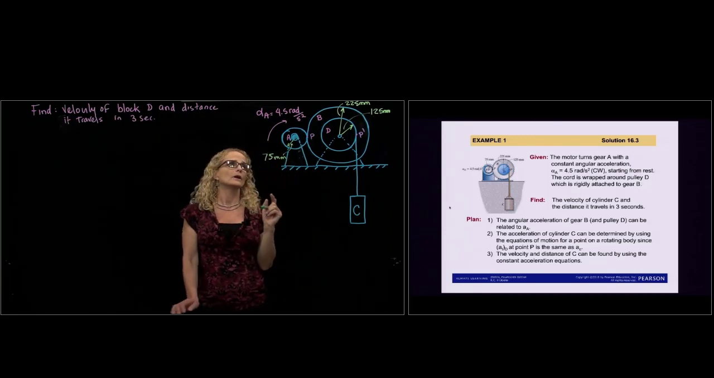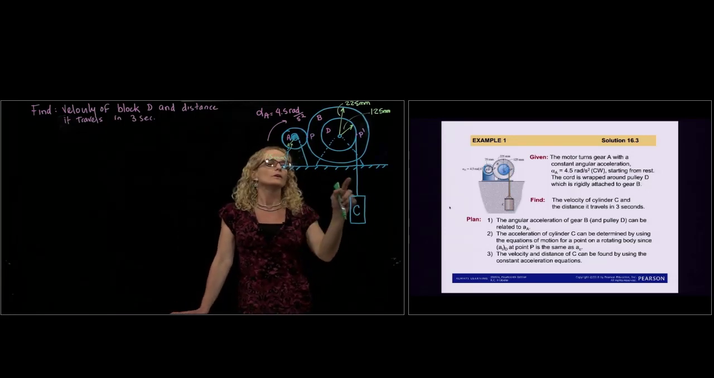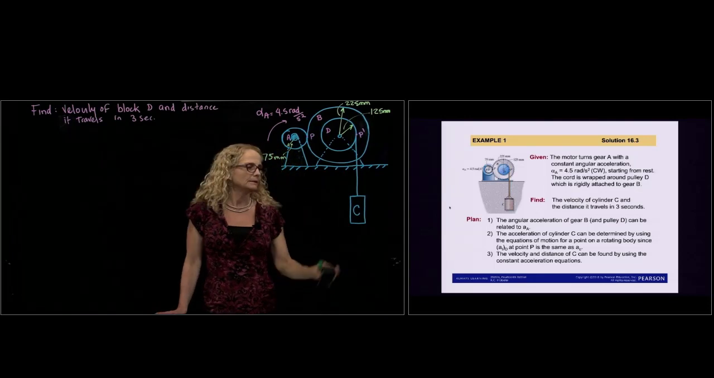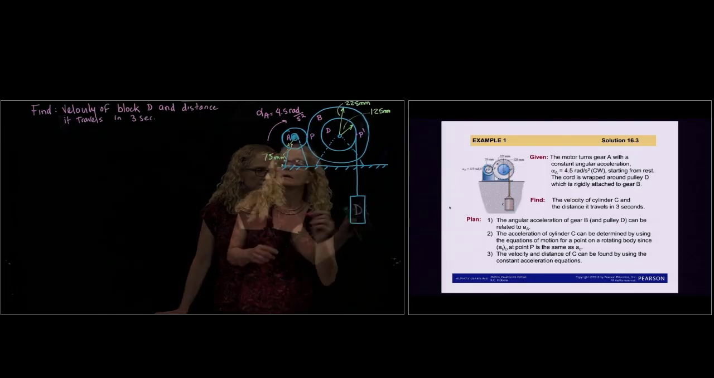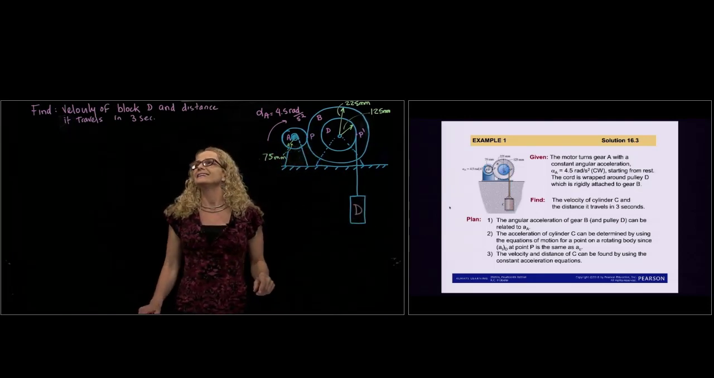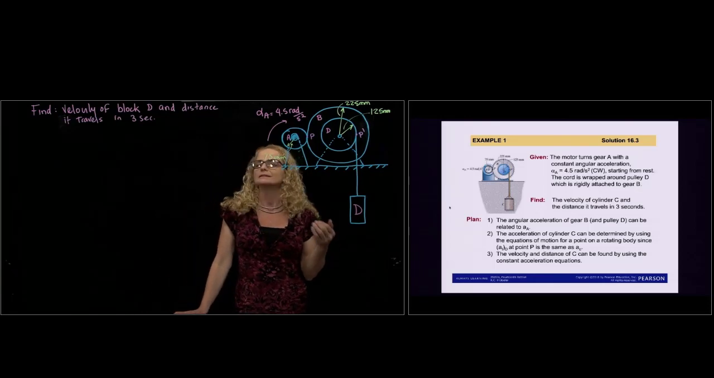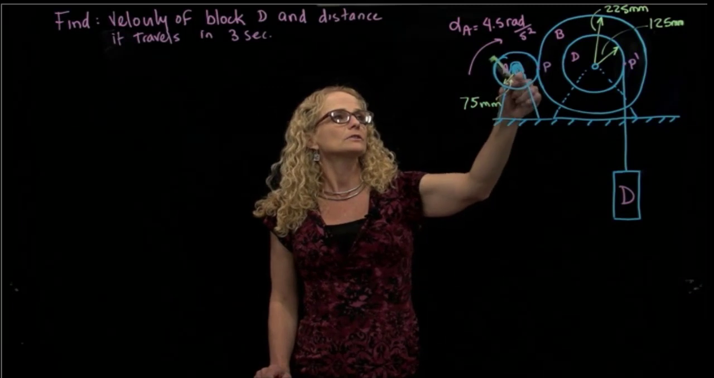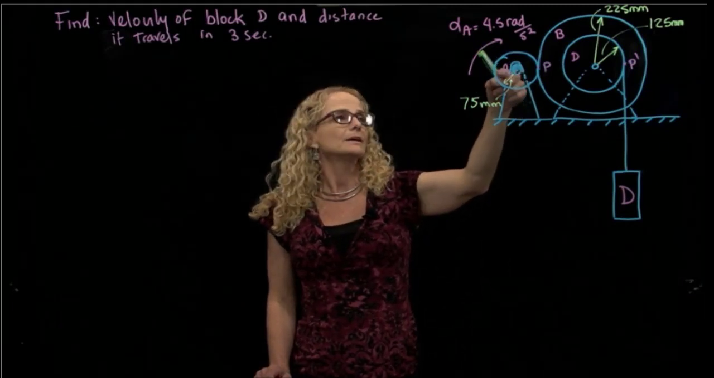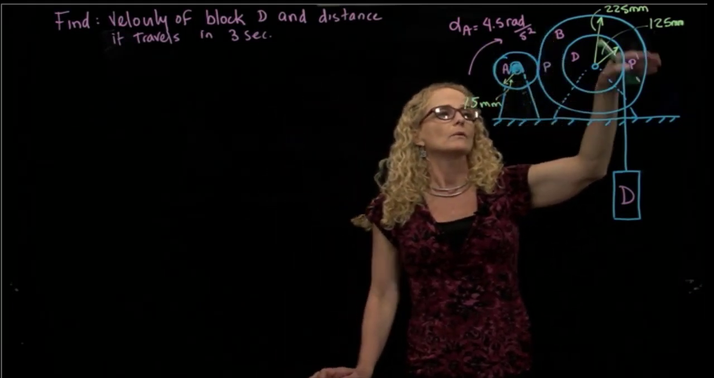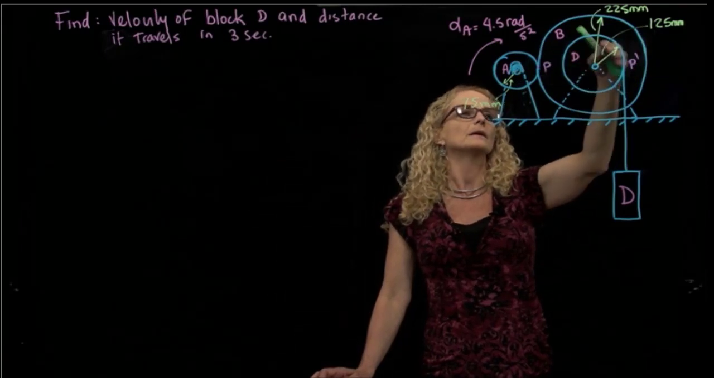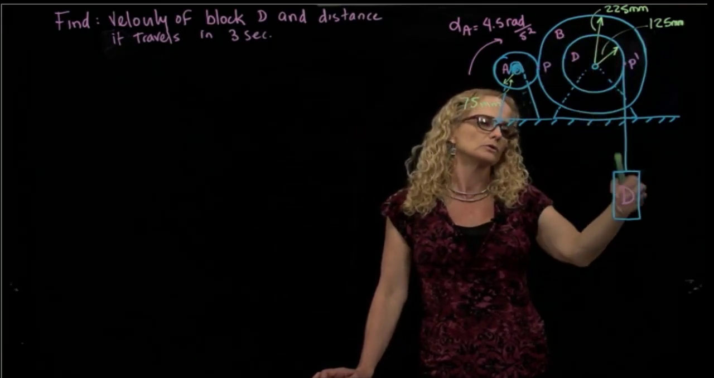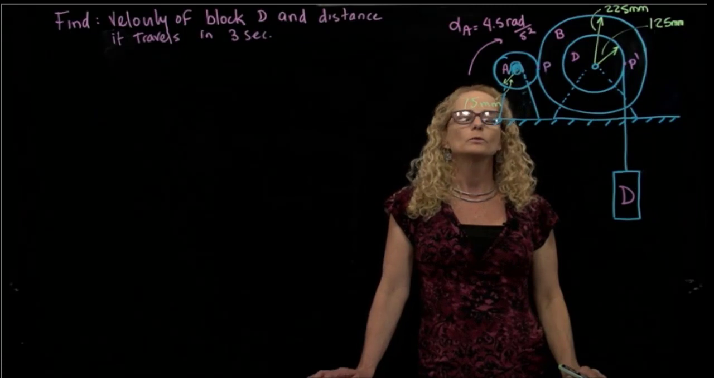And we are being asked to find the velocity of block D, let's call this block D, the velocity of block D and the distance it travels in 3 seconds. We have to relate the angular velocity of this gear A with the motion of this big gear and the motion of the smaller gear and the motion of the block D. How do we do that?